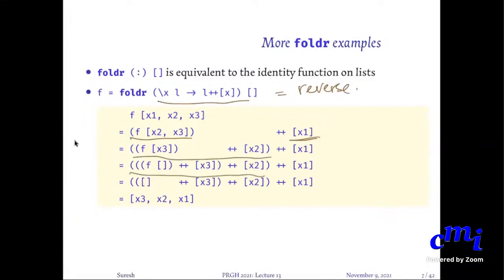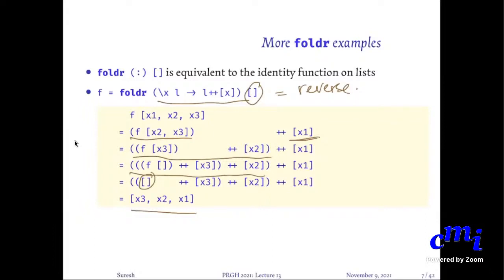But that is nothing but the base case: when you apply foldr to an empty list, you get the initial value, which is what you have to return. And the initial value here itself is a list, so you return the empty list. But this whole thing is nothing but X3, X2, X1. Okay, so this foldr is being used to reverse.